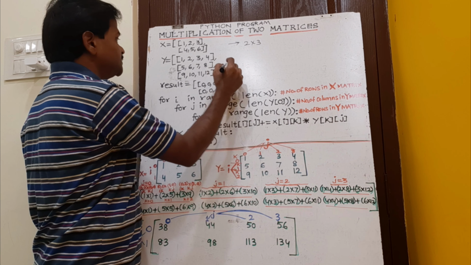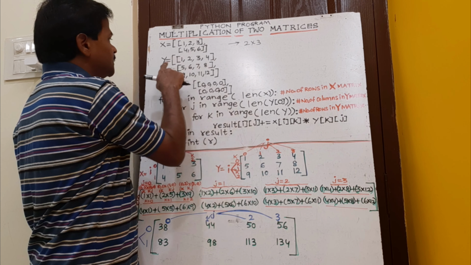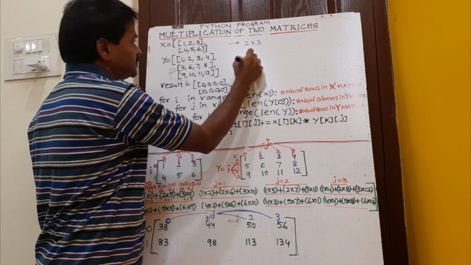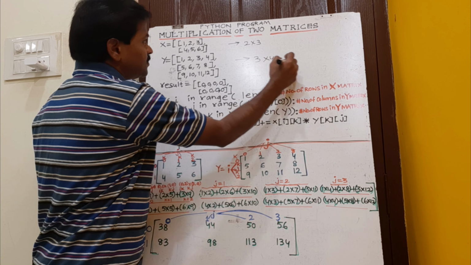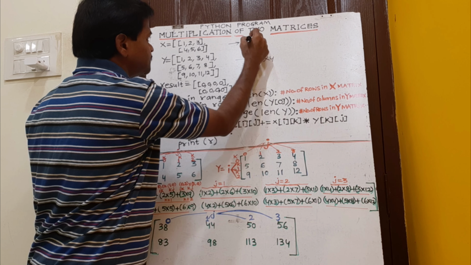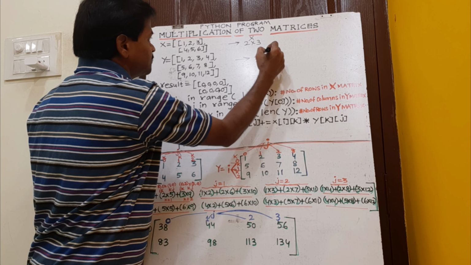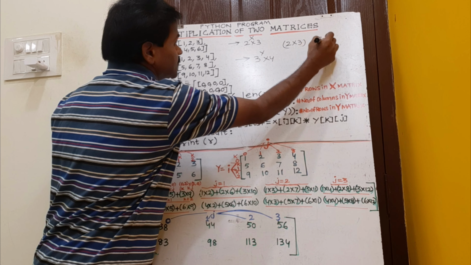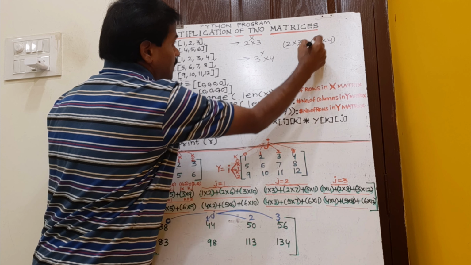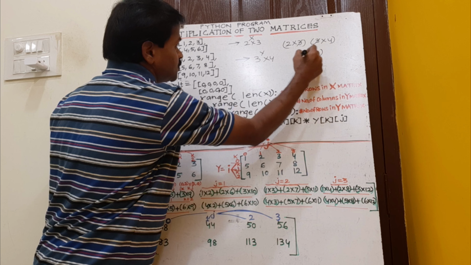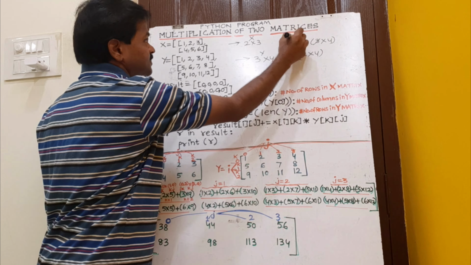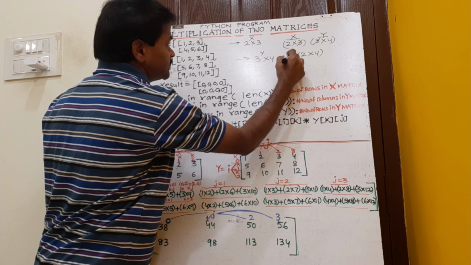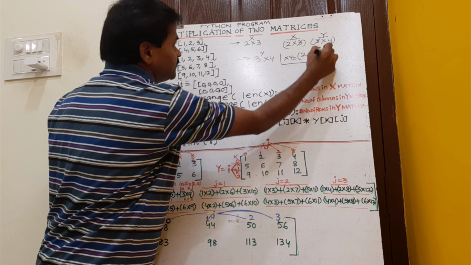Here I have initialized the elements for the X 2 by 3 matrix. Next I initialized the elements for the Y matrix, which is 3 rows and 4 columns. So this is the X matrix, this is the Y matrix. Here 2 by 3 and 3 by 4, so our output is a 2 by 4 matrix. The 2 by 4 is the result matrix.